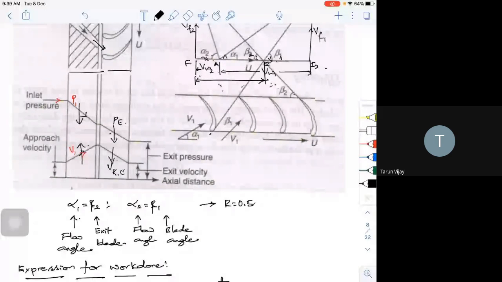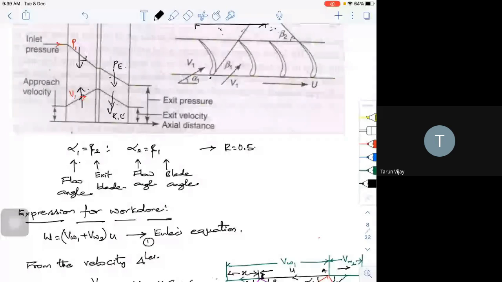And as I told, in case of a Parsons turbine, your alpha 1 is equal to beta 2. The flow angle at the inlet is equal to the flow angle at the exit, and the flow angle at the exit is equal to that at the inlet. So that will lead to what is called symmetrical triangles. We will get a symmetrical triangle at inlet and exit.